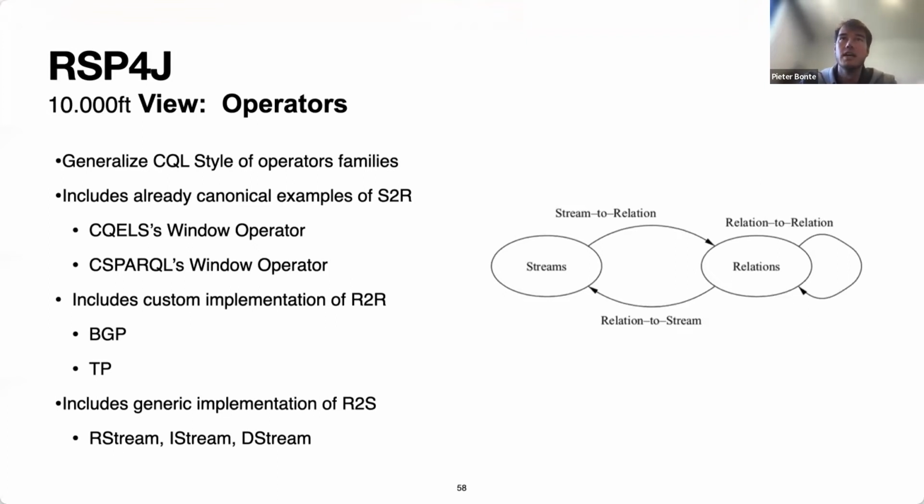RSP4J allows you to define the stream to relation, the relation to relation, and the relation to stream operator manually. So RSP4J already includes a number of examples for the stream to relation, for example, the SQLs window operator, which consists of the bindings directly inside of the window, the CSparkle window operator, which consists of graphs, and also a number of implementations for R2R operators, for example, definition of basic graph patterns or triple patterns, and also all the implementation of the R2S operators, the R stream, the I stream, and the D stream.